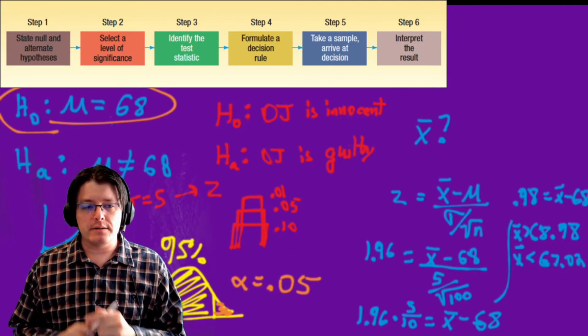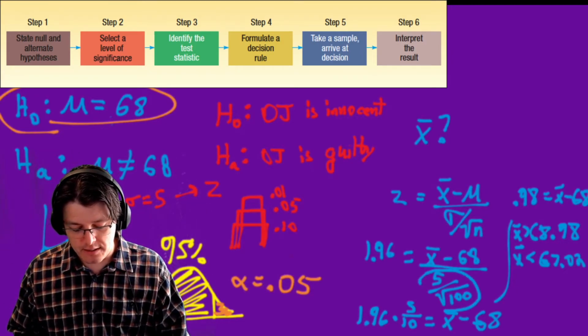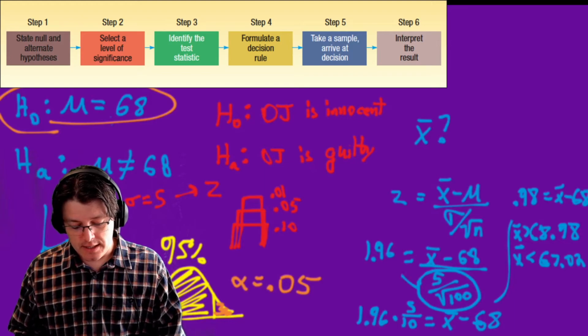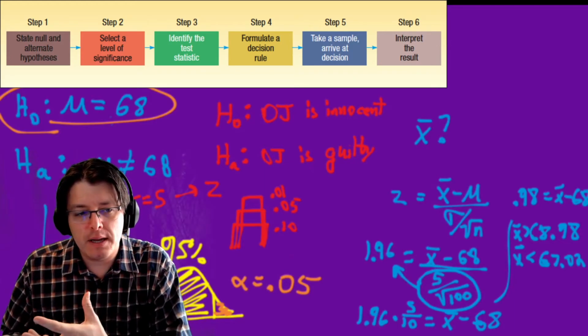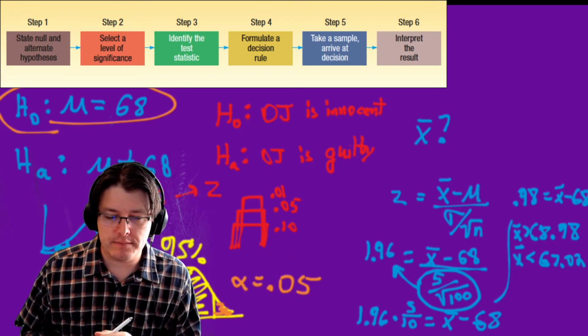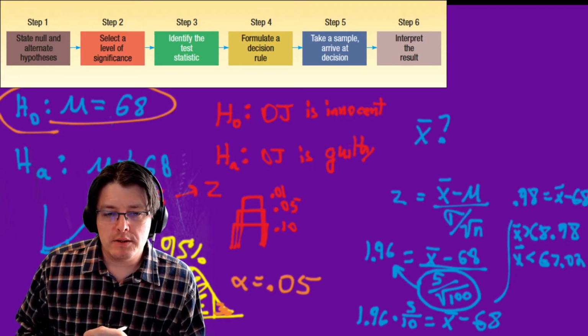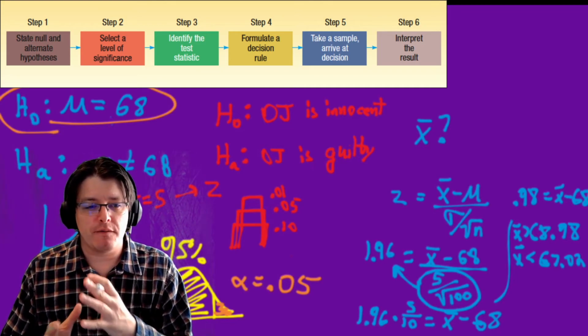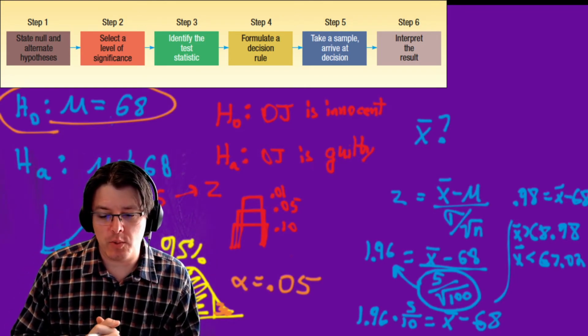Good question. The 5 over 10 simply comes from taking the square root of 100, which I'm just pulling up from the bottom. So in this sense, we're just solving for x bar.